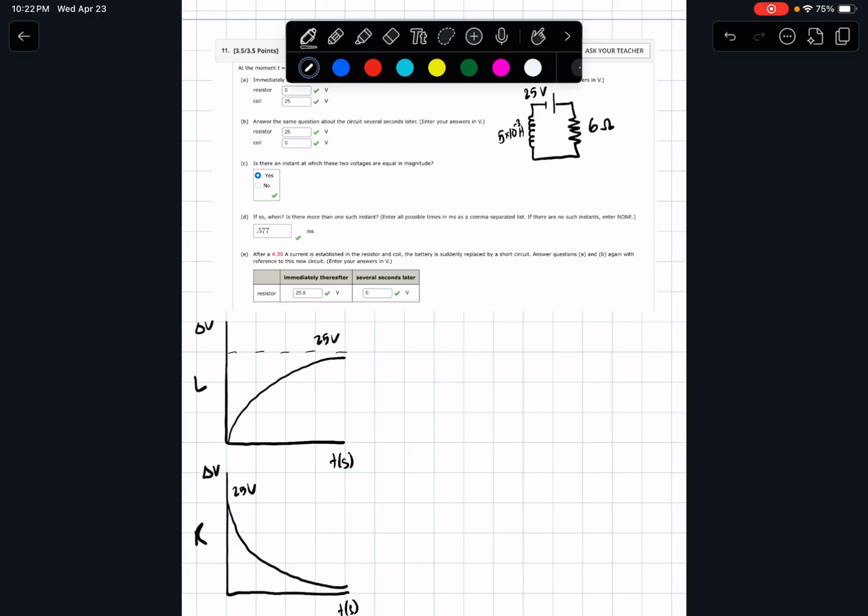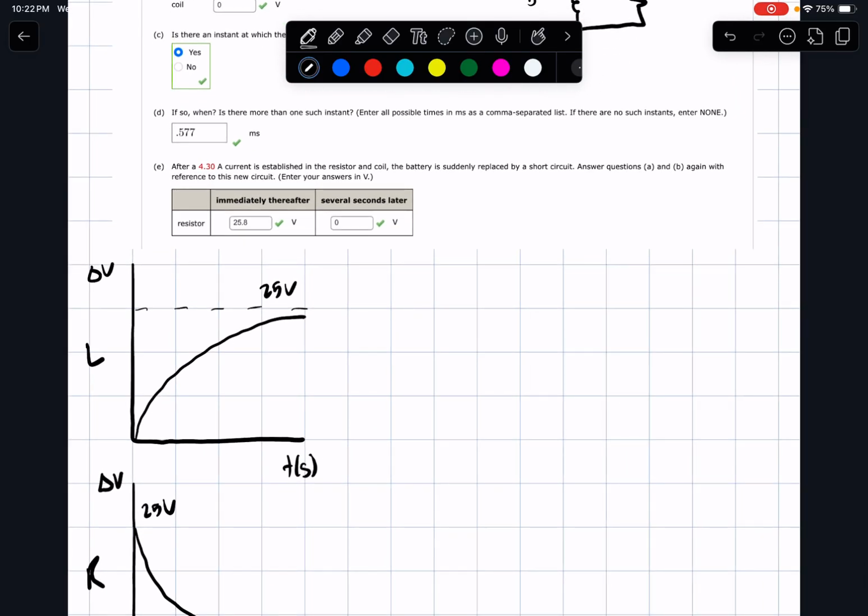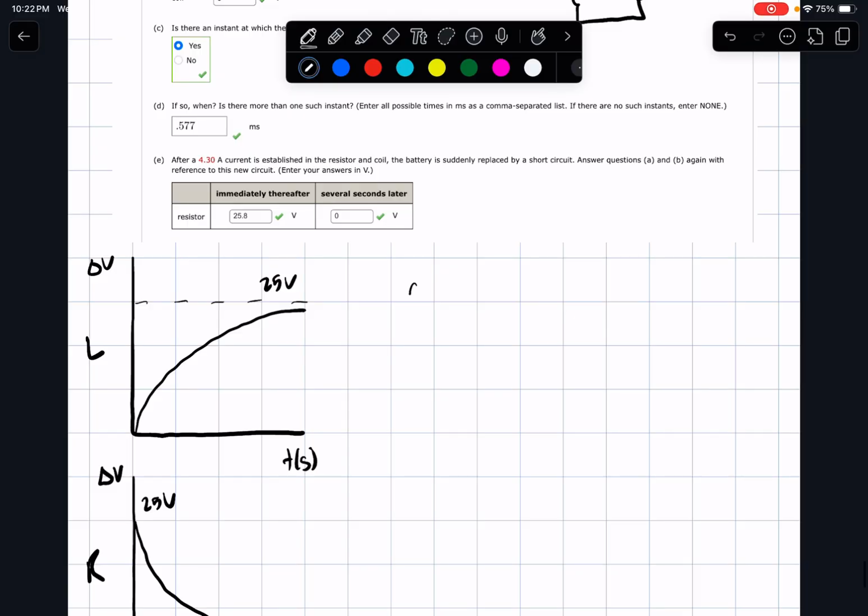Part D is, if so, when? Is there more than one such instant? All right. So to find D, all you have to do is use the equation that we were taught. But first, what we need to find is the time constant. So in an RL circuit, I'll write it up here. Tau is equal to, in this case, L over R, your inductance over your resistance, both of which are given in the problem.